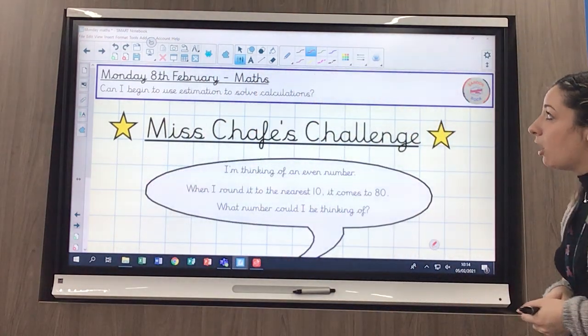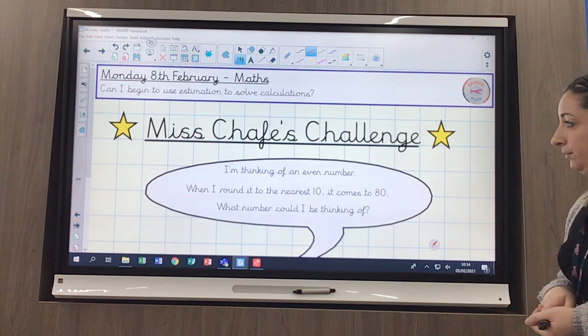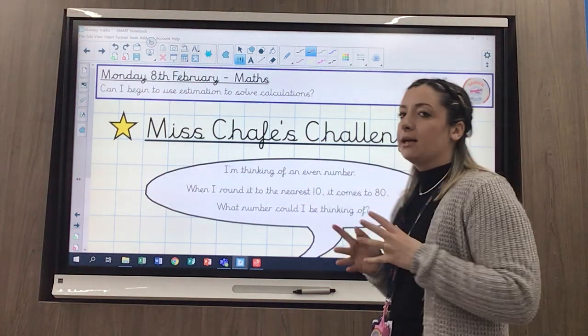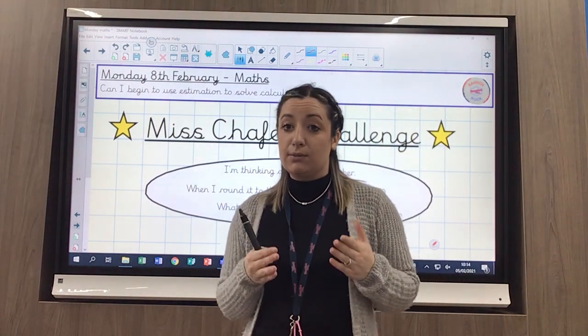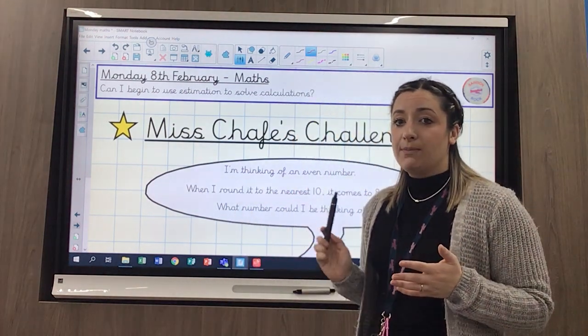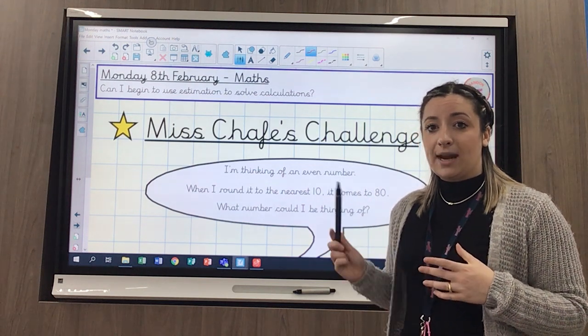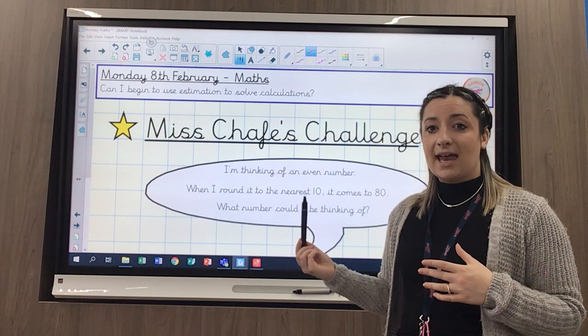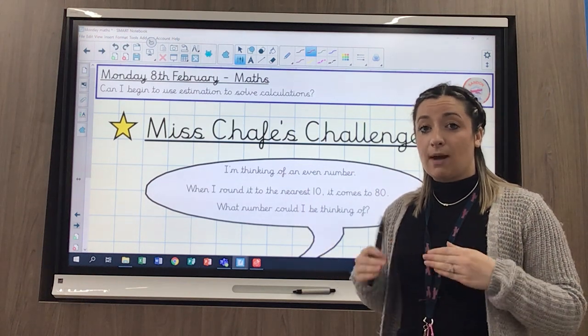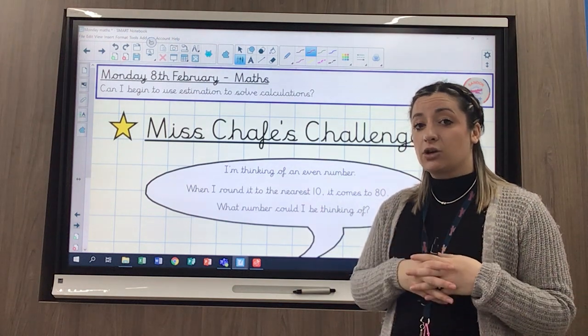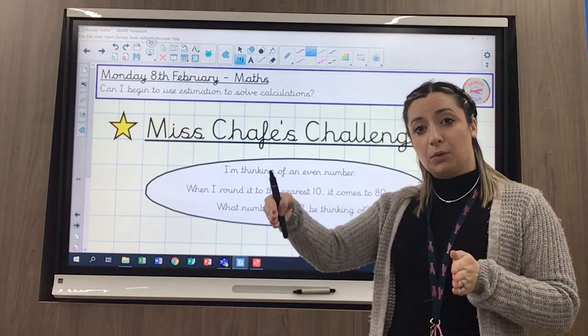So I am thinking of an even number. When I round it to the nearest 10, it becomes 80. What number could I be thinking of? So think about it's got to be even. It's got to be an even number and it's got to be rounded up to 80. Okay? So when I round it to the nearest 10, it comes to 80. So I'm rounding up to 80, so it's going to be in the 70s. It's got to be an even number that rounds me up to 80.